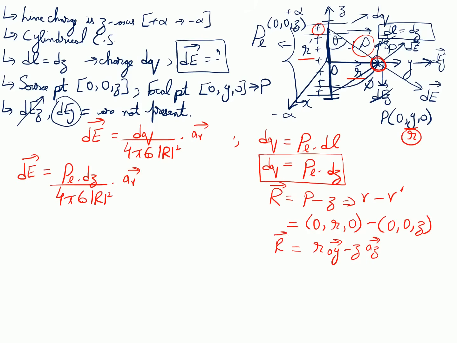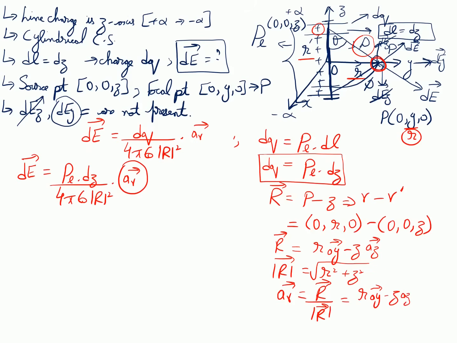This is the value of the vector r, and if we take the absolute of this, it becomes the square root of the sum of the squares of the scalar components. So our unit vector a of r comes out to be r divided by the absolute of r, which is r along ay minus z along az divided by the square root of r squared plus z squared. This is the value of the unit vector which we have found. Now let's put everything into the equation. Let's call this equation 1.